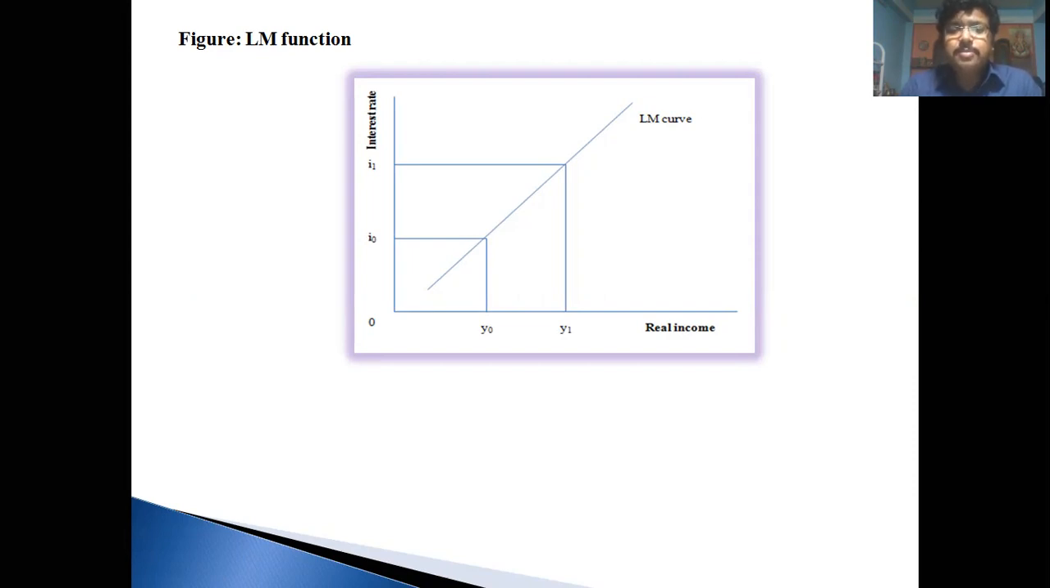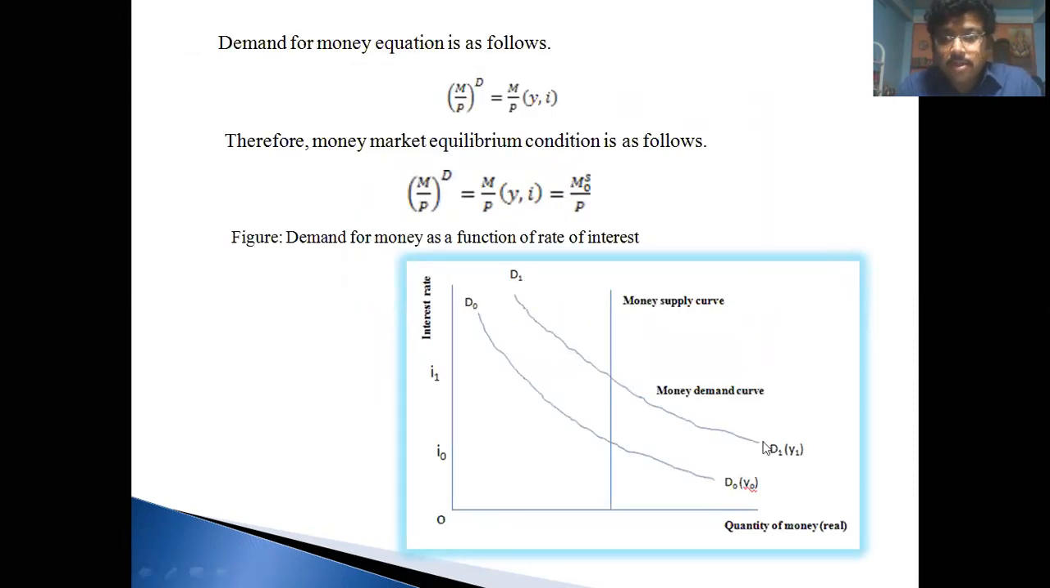So the LM curve is nothing but the locus of interest rate and real income, all those combinations. There are a number of combinations along this LM curve, and that combination represents the equilibrium in the money market. Demand for money is equal to the supply of money. Look at my previous slide. You can find it here. When income is increasing, the rate of interest is also increasing.